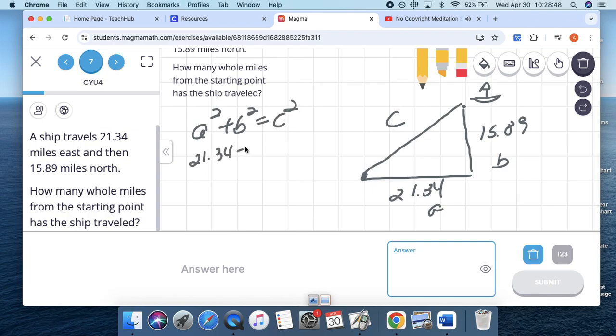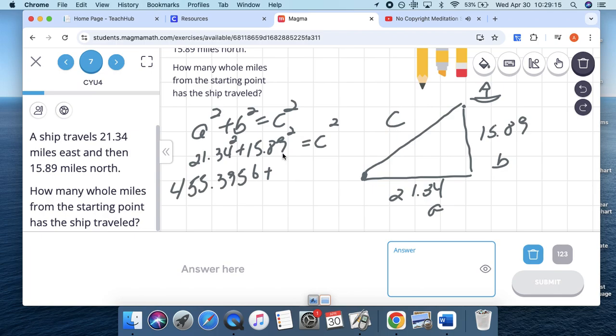21.34 squared plus 15.89 squared, definitely a calculator problem, is C squared. So you probably have to round this. So 21.34 times 21.34. Horrible number. We're not going to round, so please do not round. So if this was your test, you get 455.3956. Don't round that. We want to round your final answer.